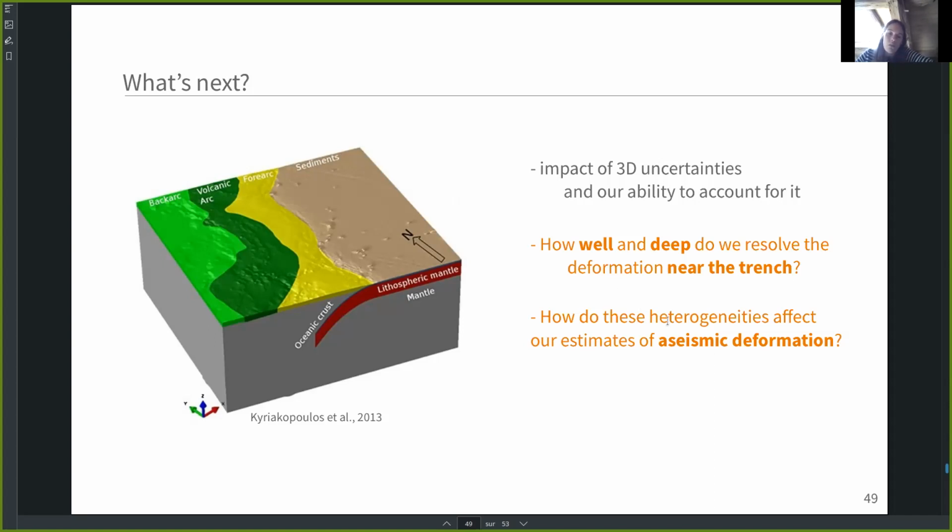And finally, so that's why I'm asking this question. I think we can wonder, how do these heterogeneities affect our estimates of aseismic deformation? Even if for coseismic slips, these kind of uncertainties are very often neglected, sometimes they are actually taken into account. But when we look at the aseismic deformation estimates, so interseismic coupling or slip deficit estimates, then in this case, they are almost always neglected. And when we look at the impact of these uncertainties in coseismic slip models, we can wonder what will be the effect on this kind of models.